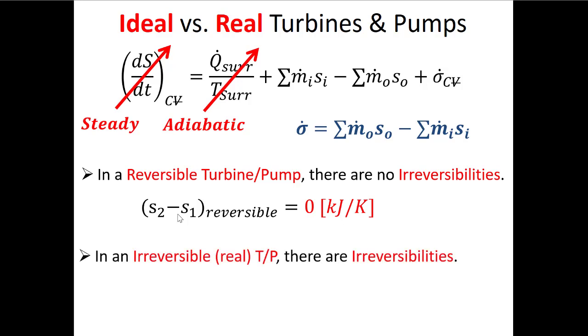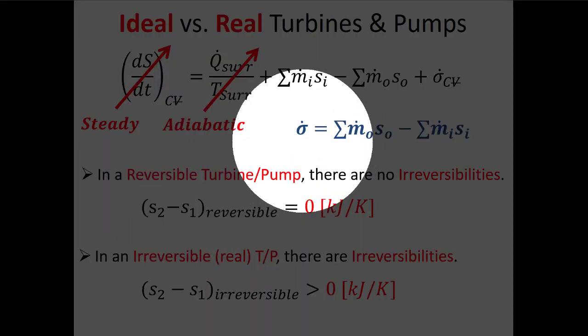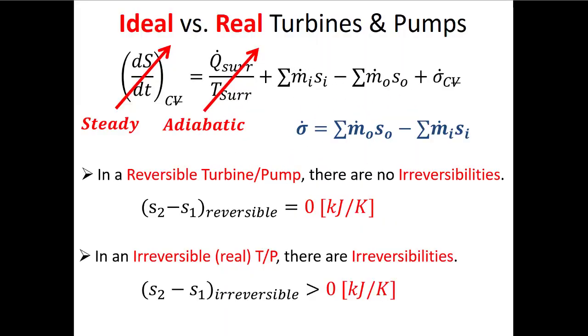But if the process was irreversible or real, there are irreversibilities, so sigma dot would be positive because in any real process we're generating entropy. And that means that even if it is one inlet, one outlet, steady state, adiabatic, we're going to get that the outlet entropy of my turbine or my pump is bigger than the inlet entropy. So S2 minus S1 would be greater than 0 kilojoules per kilogram.